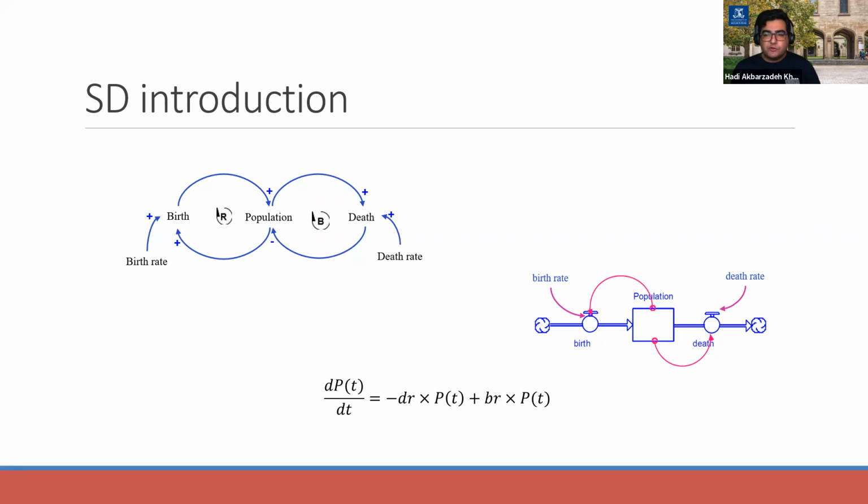System dynamics works based on differential equations. So the mathematical formulation behind system dynamics is a differential equation that tries to simulate or formulate that dynamic behavior. You can see the change of population over time can be defined based on death rate, population, birth rate, and population.